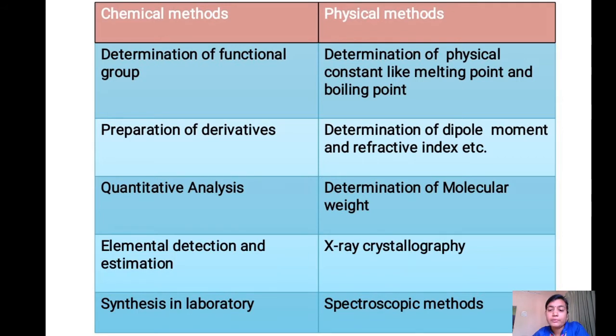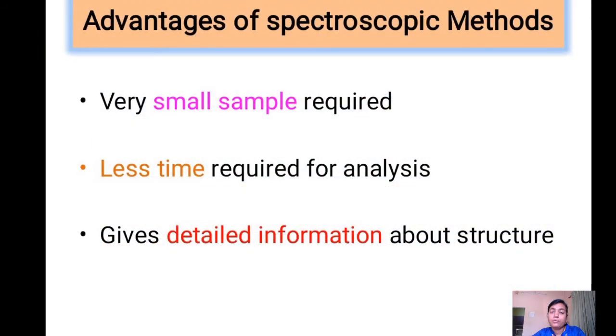Then we discuss physical methods. Physical methods contain determination of physical constants like melting points and boiling points. We take melting points and boiling points and compare them with the standard compound, then dipole moment and refractive index, determination of molecular weight, X-ray crystallography, and spectroscopic methods. These are all instrumental techniques classified under physical methods. Among these, spectroscopic methods are the best methods.